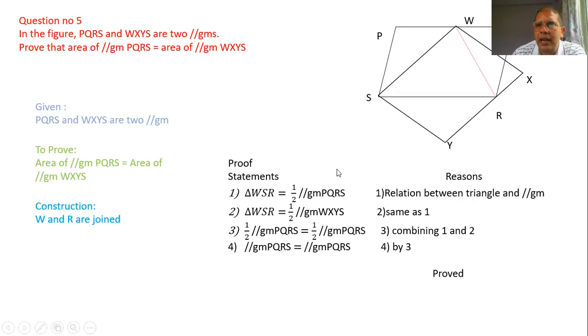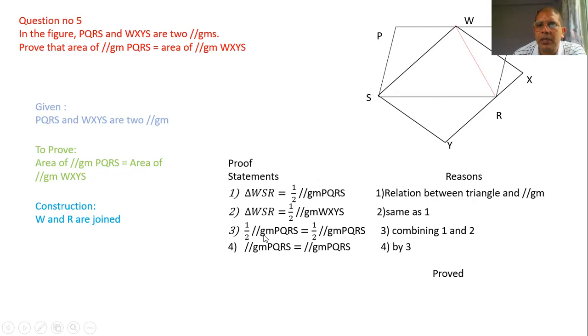Now after this, the proof. Step and reason. Triangle WSR is half of parallelogram PQRS. Yes, we explained this in question number 1 also. Similarly, WXR is equal to 1 by 2 of WXYS in the other parallelogram. Yes, this is the relation between triangle and parallelogram: the area of a triangle is half of the parallelogram standing on the same base between the same parallels. Both are the same. Then WSR is common to both, so you can write down that these two parallelograms are equal.